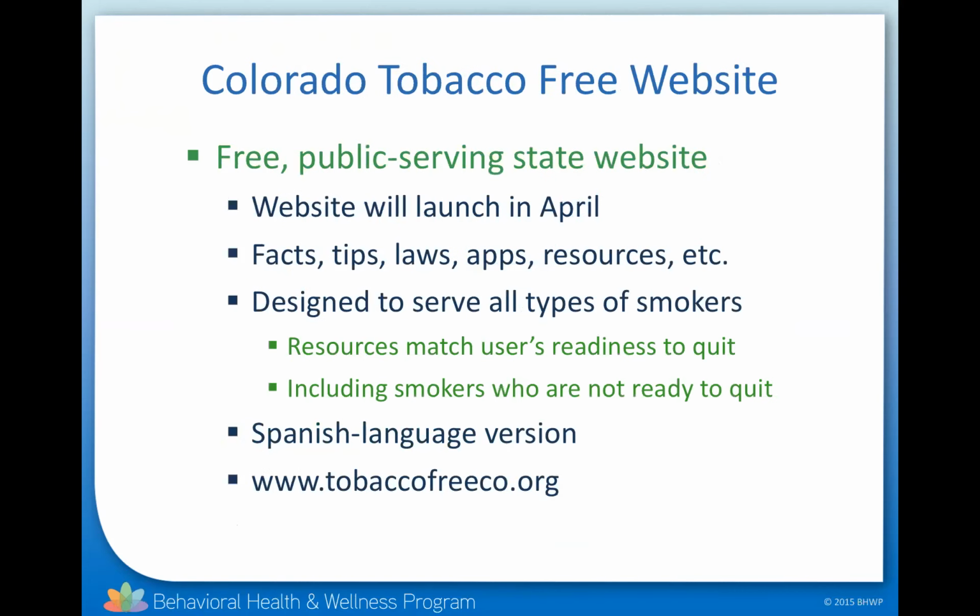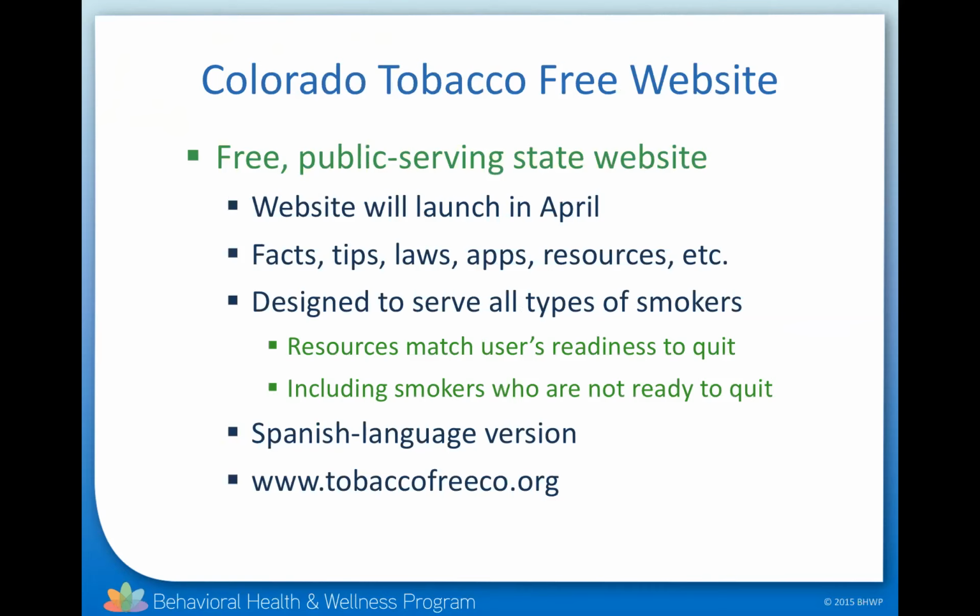I also want to mention the Colorado Tobacco-Free website. This is something that CDPHE and the Behavioral Health and Wellness Program are really excited about. CDPHE has done a lot of work to really make this website as modern and as thoughtful as possible. You can see that middle point's really important. It's designed to serve all types of smokers and match their readiness to quit. So include smokers who aren't quite ready to quit but are thinking about it. And that's a really big expansion of services and philosophy. So there's really something there for everyone. So we encourage you to direct people to that.